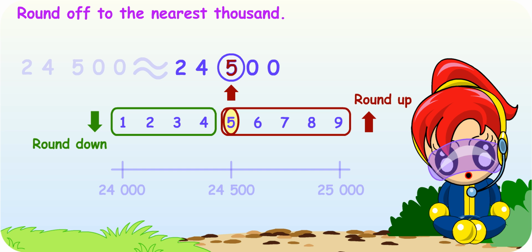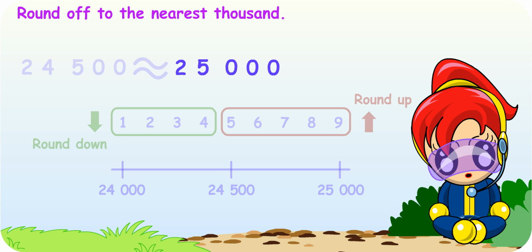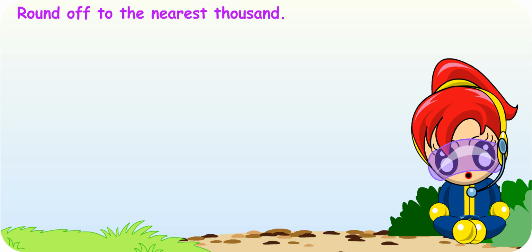Since the number is rounded up, 1 is added to the digit in the thousands place. I know 24,500 is rounded off to 25,000. Let me try the next question. Okay, try rounding off 125,246 to the nearest thousand.